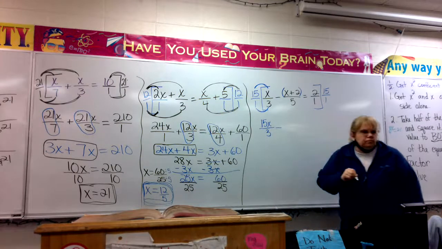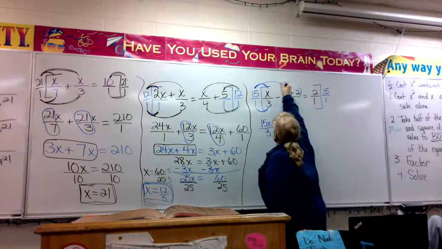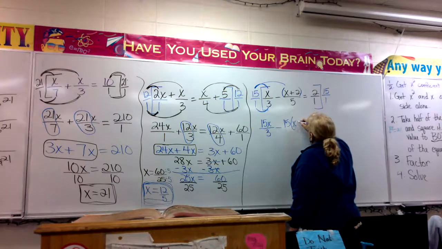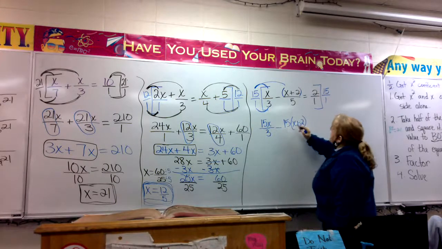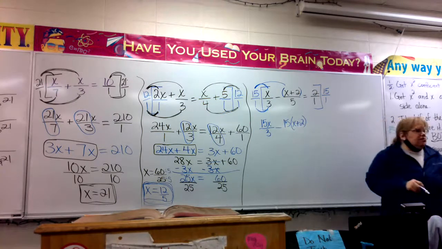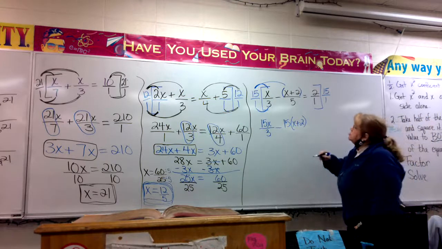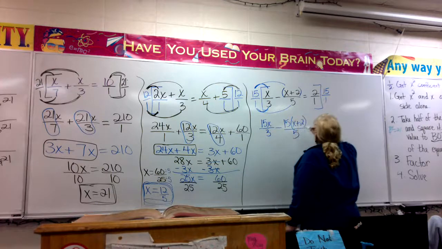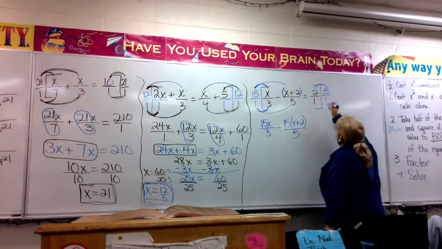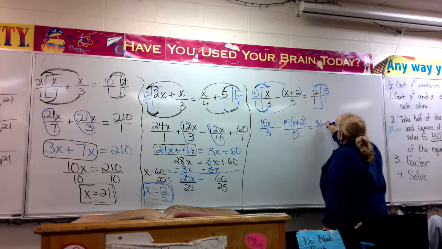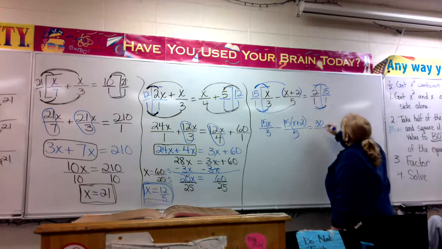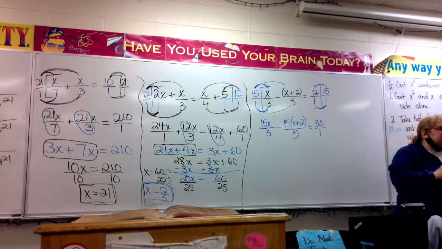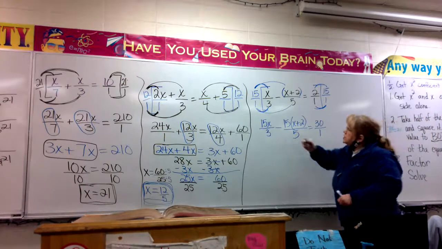Minus top times top. And if I were you, I would just leave it like this. Don't actually multiply it out. Leave it as 15 times x plus 2. And bottom times bottom is 5. And then on this side, 2 times 15 is 30. And 1 times 1 is 1. Next step is to go back and reduce.